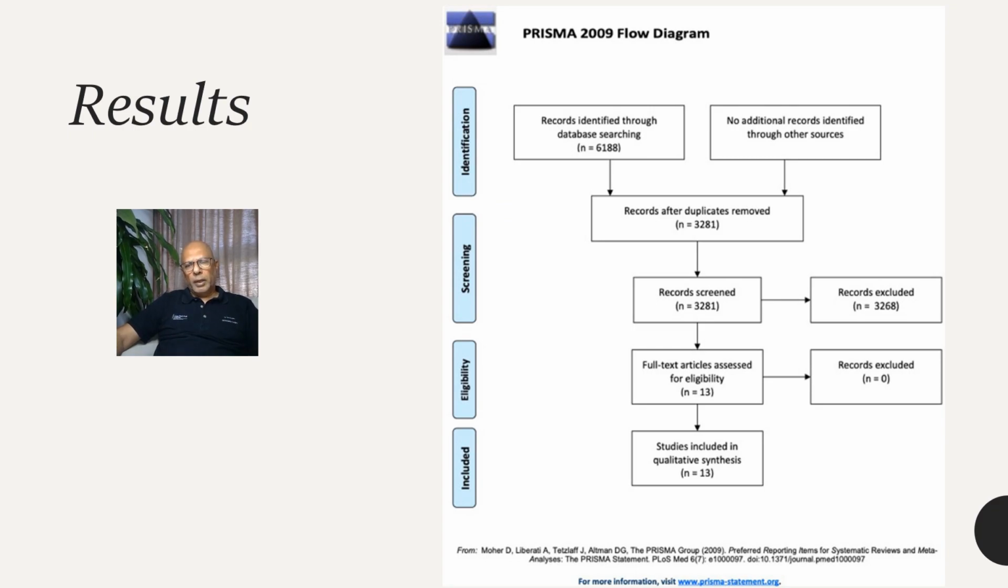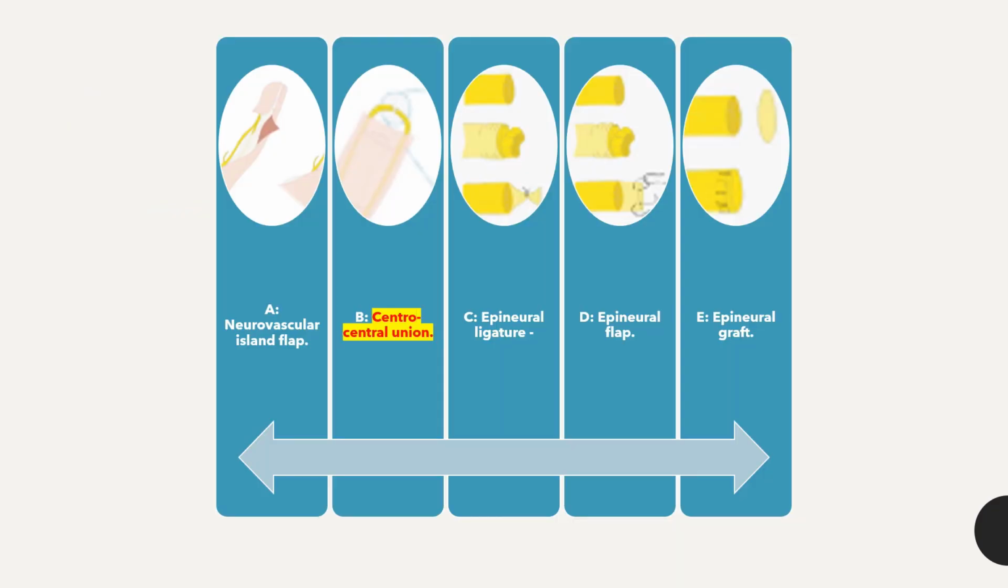This was the PRISMA flow diagram from our search. We had over 6,000 papers, and following removal of duplicates, we had 3,281 records available for assessment. These were reviewed for eligibility, and we obtained 13 papers that fulfilled our inclusion criteria, which were then used for data extraction for qualitative evaluation of the results. Quantitative evaluation was not possible in this systematic review due to the heterogeneity of the data, and therefore a qualitative synthesis was performed.